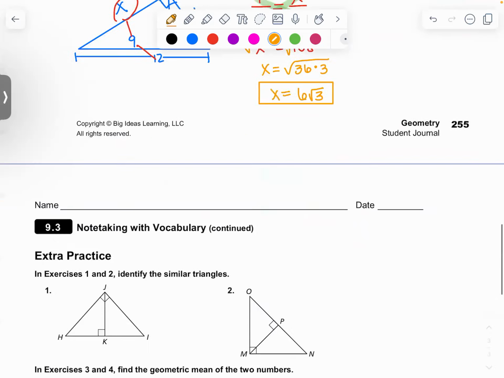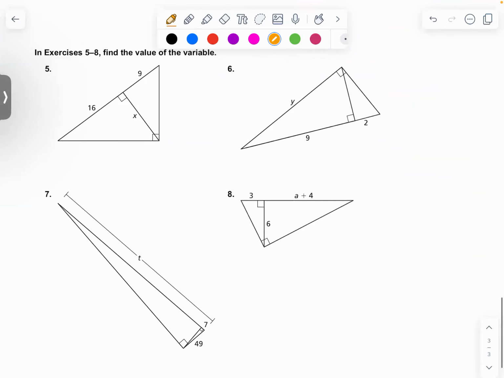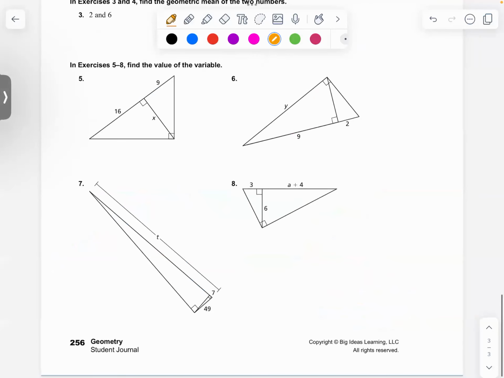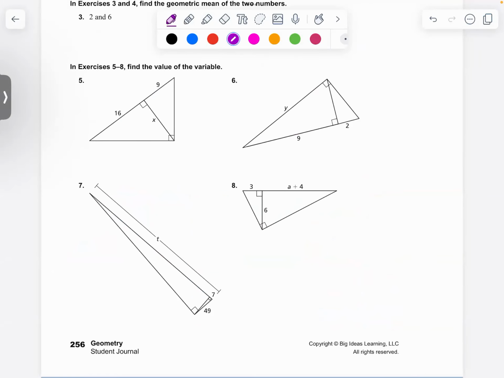There's no shame. Okay, this is what I want you to do. I want you to go to page 256. I don't want you to solve any of them. I just want you to set up the geometric mean proportions for these 4 problems. Don't solve them, just set them up, please.